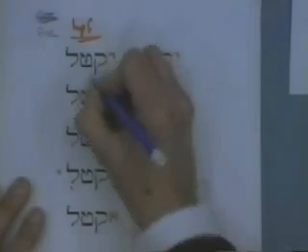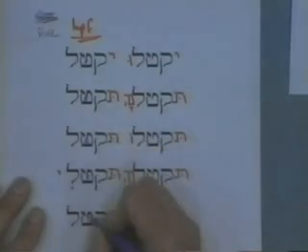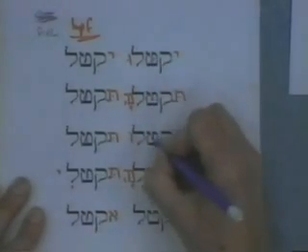All right, you know one thing about the Piel, the most important thing about the Piel. What do we do to make all of these forms Piels right off the bat? Put a dagesh in the middle root letter. Get it? Okay. That's a winner.